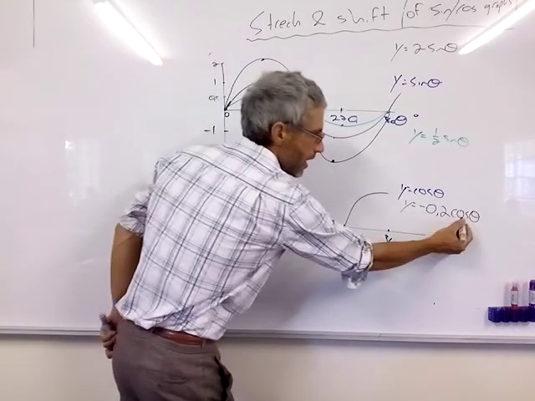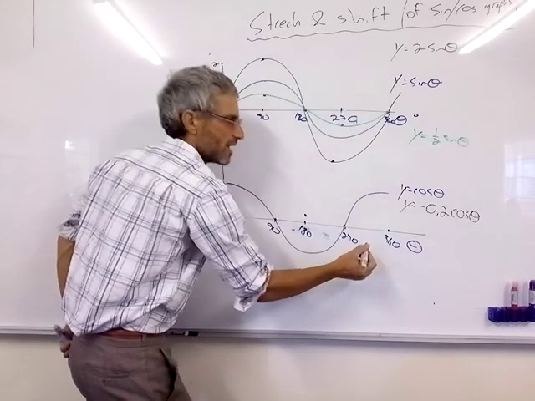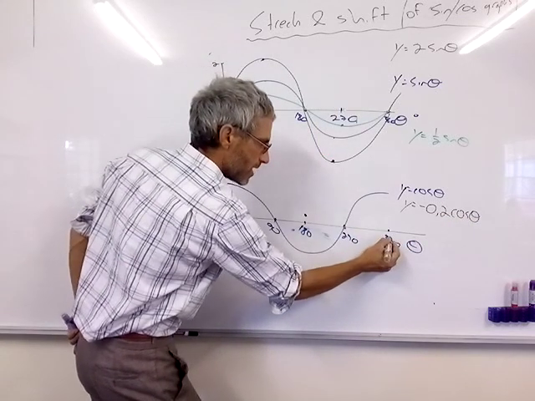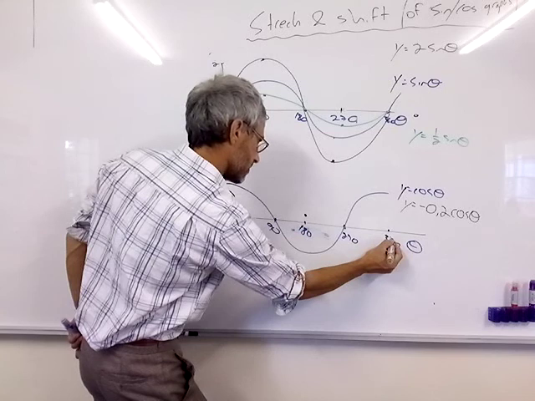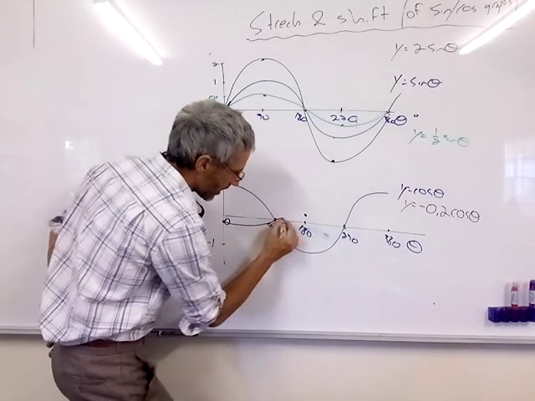And then cosine 360 is plus 1. Times minus 0.2 will be? Minus 0.2. So somewhere here. Okay? So what we're going to have is something like this.